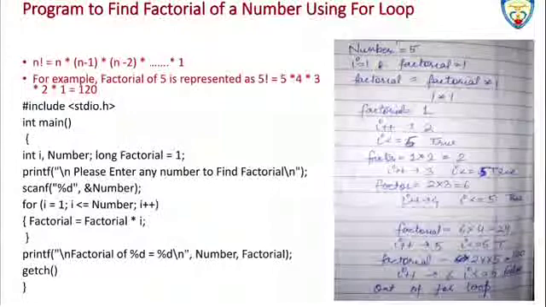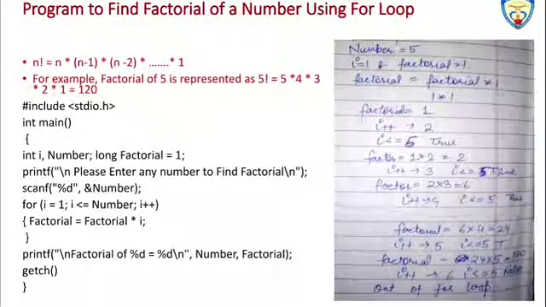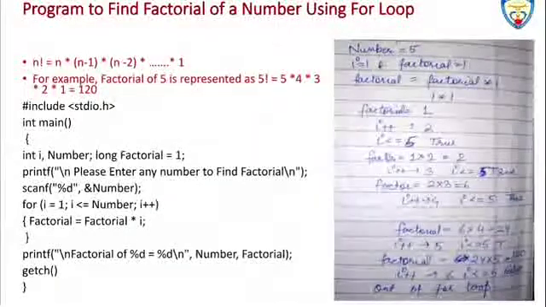The initializing value i is 1. 1 is less than 5. i++ increments the loop. The operation inside the for loop is simply factorial equals factorial into i. This only will give us the factorial of 5. Then after the execution of the loop, when the condition becomes false, it will print the factorial.